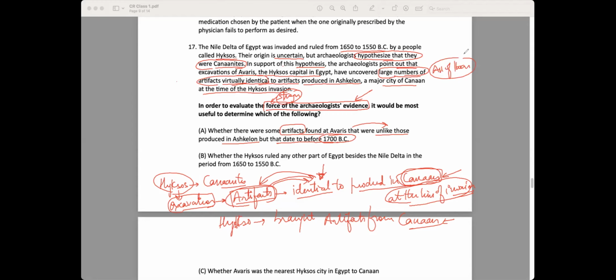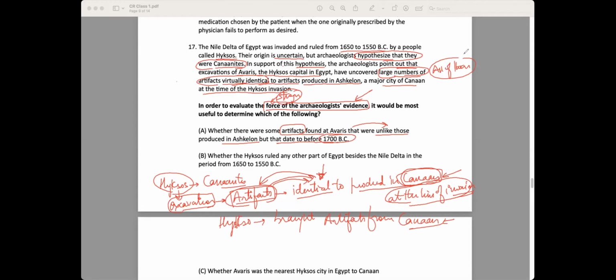It's not about whether all of them were there or some of them were there, because the argument itself says a lot of artifacts were similar, and the hypothesis is based on that only. We are not saying all of them were identical. If some of them were not identical, that's totally fine. It doesn't make any difference.